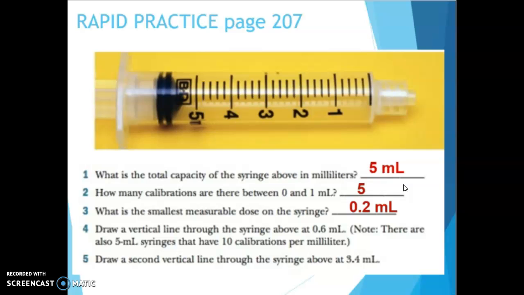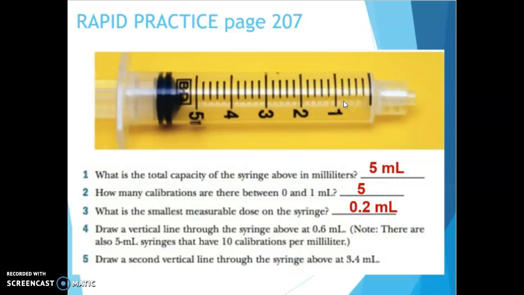Number 4, draw a vertical line through the syringe at 0.6 mil. And it says, note, there are some 5 mil syringes that have 10 calibrations per milliliter. Okay, so we said ours only had 5 calibrations, so it meant that each one of them was counted by 0.2s. But they're saying that there are 5 mil syringes out there that have 10 calibrations from 0 to 1, so that you could count it by 0.1s.